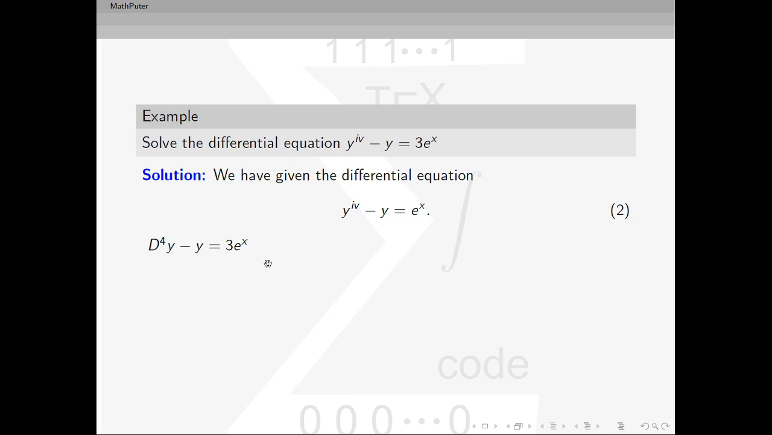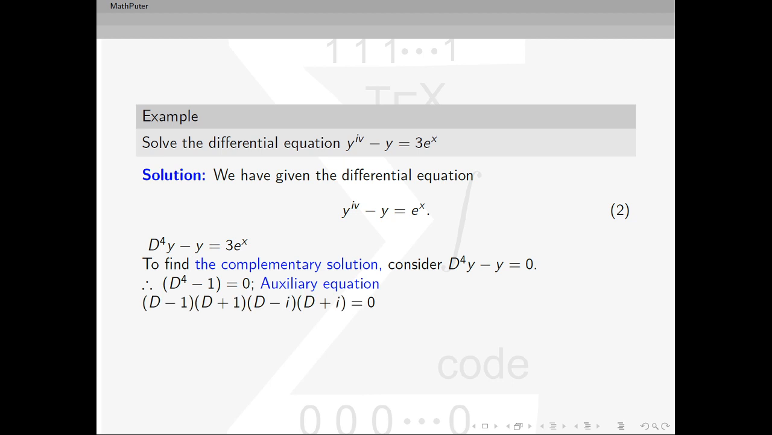First we go for the complementary solution. So for the complementary solution we consider the right hand side 0, that you know very well. We take y common. We are interested in the non-zero solution. So D raised to 4 minus 1 is 0. In the last lecture we already discussed this example. We factorize D raised to 4 minus 1. So we have the roots 1, minus 1, i and minus i.